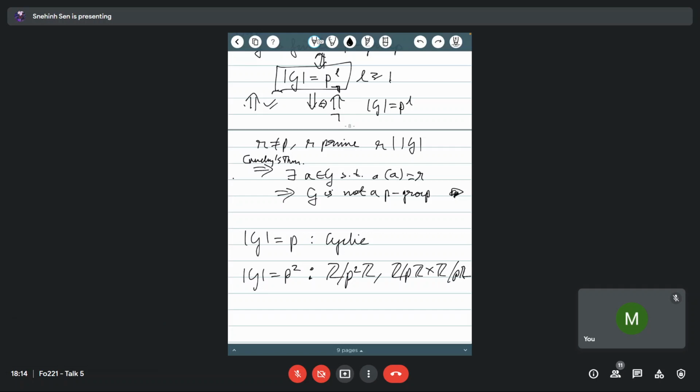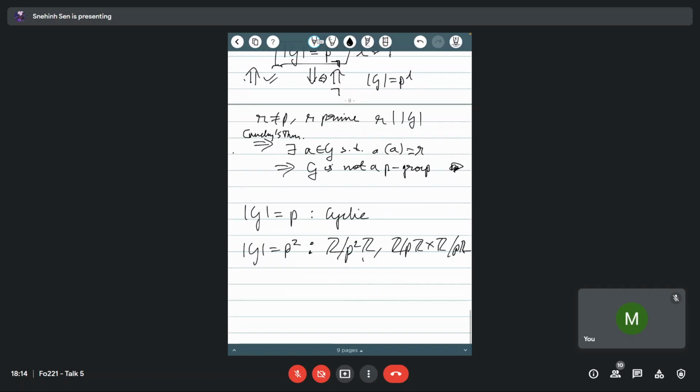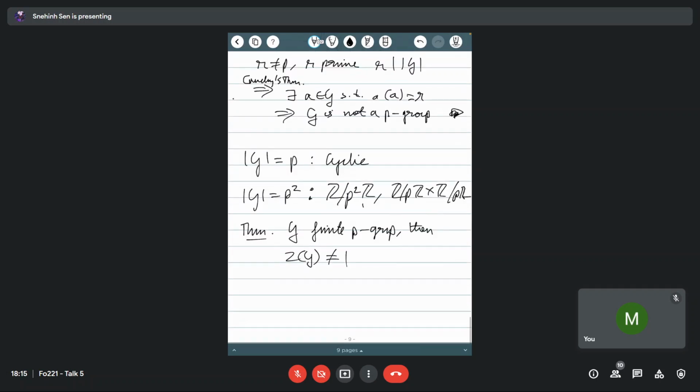So we are naturally interested to see whether the converse holds. And as luck would have it, actually the converse holds. These are the only two groups of size P square. So if your order is P square, not just for any prime square, all groups are abelian, and in fact there are only two possible groups, this and this. So to prove it, I'll prove a much more generic result about P groups. If G is a finite P group, then Z(G) is not equal to 1. That is, Z(G) is not trivial.